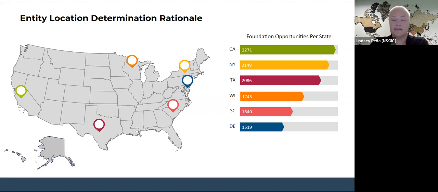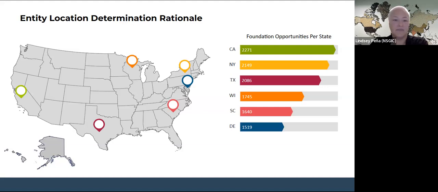There were a couple of other states that were particularly considered. Wisconsin is where NSGIC is incorporated. NSGIC's headquarters is in the state of South Carolina, so that's why we looked at it there. Delaware was brought up, and I actually went through all 50 states in terms of how many grant foundations are available. With that, we came up with the top numbers: California and New York were number 1 and number 2, and then Texas came in at number 3.